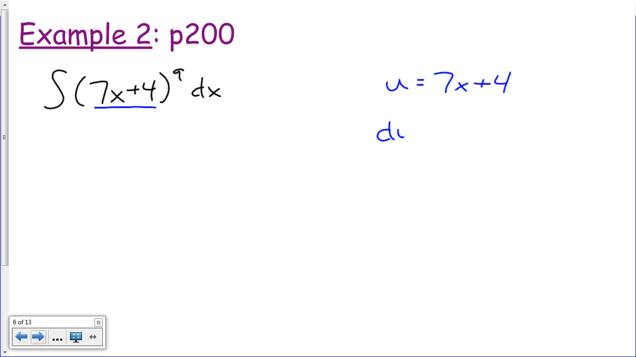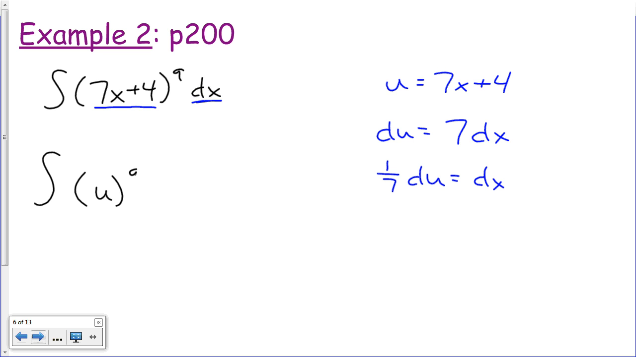And let's go ahead and calculate what du is equal to. Derivative of 7x plus 4 is 7 times dx. And again, I just want to know what dx is equal to, so let's move the 7 to the other side. 1/7 du is equal to dx. So now I've got my substitution. I can plug that in. So instead of (7x plus 4) to the 9th, it's u to the 9th. And instead of dx, dx is equal to 1/7 du from our substitution over there.